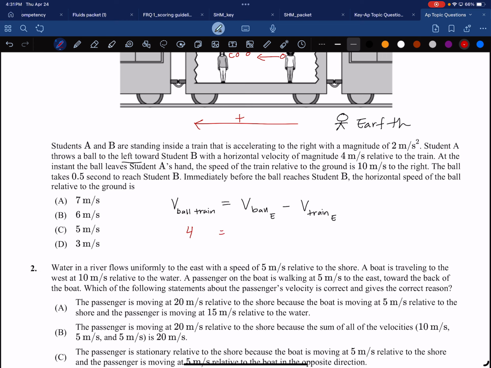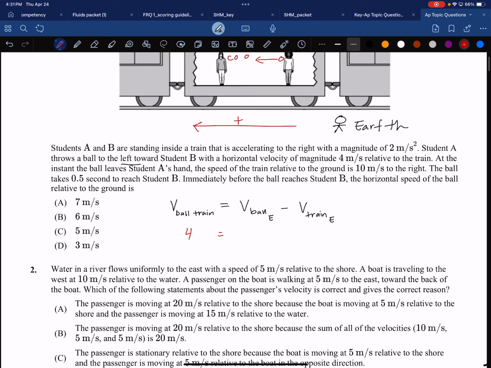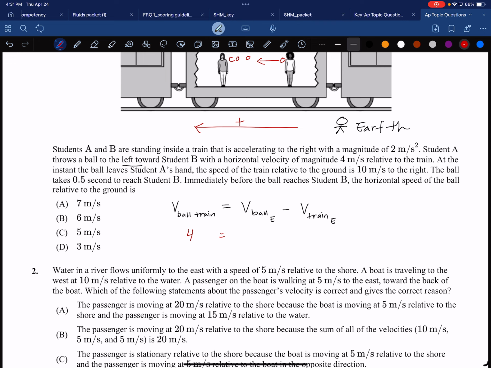And then it says at the instant that the ball leaves student A's hand, the speed of the train relative to the ground is 10 meters per second to the right. So if the speed of the train relative to the ground is 10 to the right, is it positive or negative 10? Negative 10, right? So negative 10. Then, therefore, I want to find the horizontal speed of the ball relative to the ground. So go ahead and solve for that.